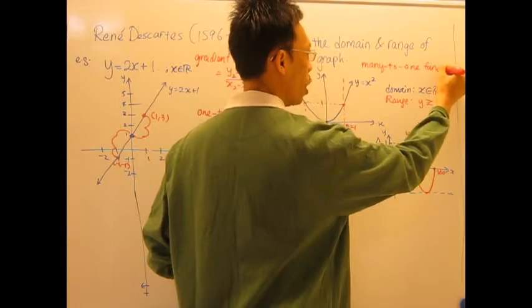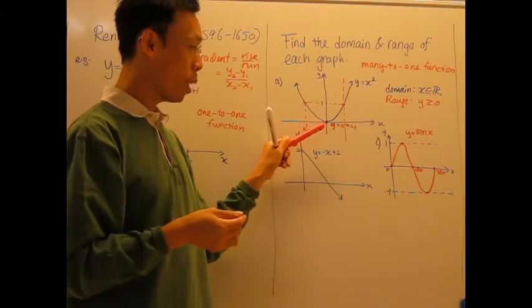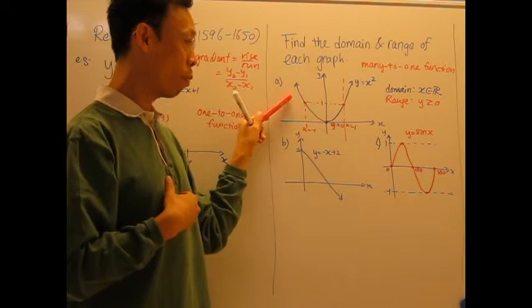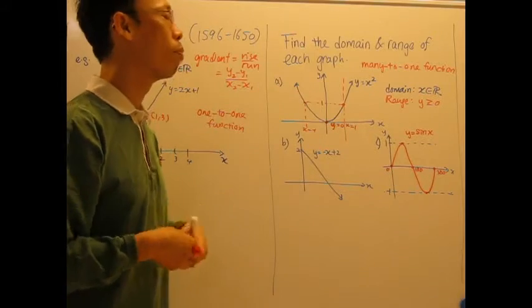In fact, for this particular case, it's only 2-to-1. Two values of x give you the same value of y. x equal to 1 and x equal to negative 1 give you the same value of y.